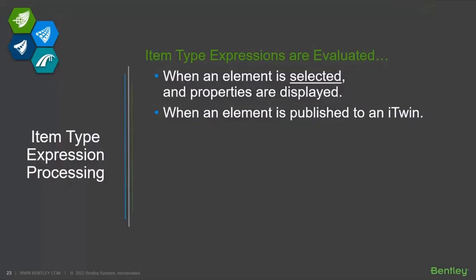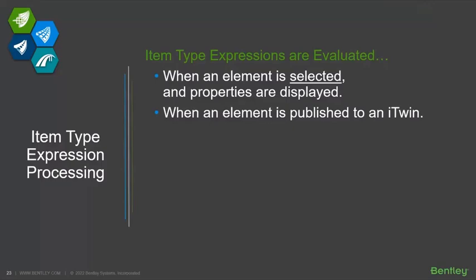Before we get into the last valid value and understanding that, it's important to understand when an item type expression updates or when it gets evaluated. And this could be any kind of expression. This could be doing a lookup from a spreadsheet. This could be pulling a property off an element like its color, or it could be pulling a civil property off an element like an invert elevation or a feature name or something like that. So item type expressions are not constantly updated. They're only updated when you select an element. So it's an instantaneous thing.